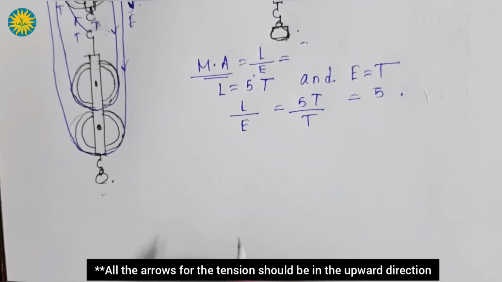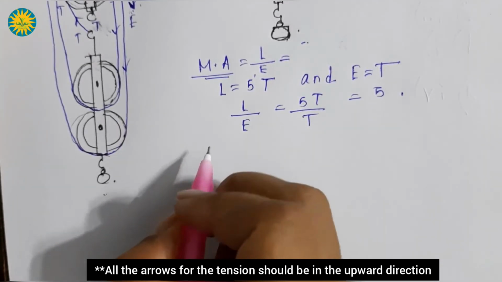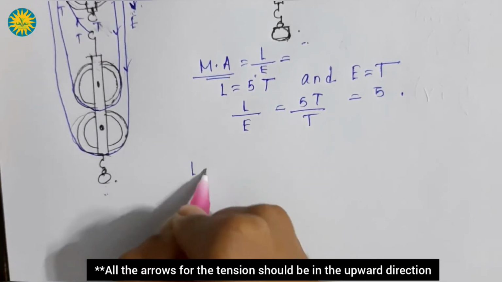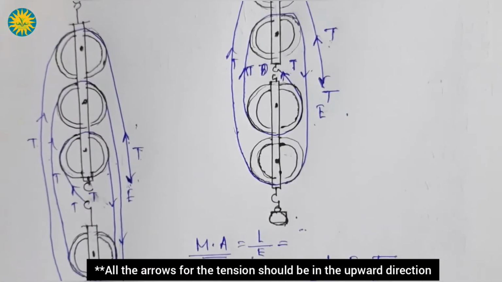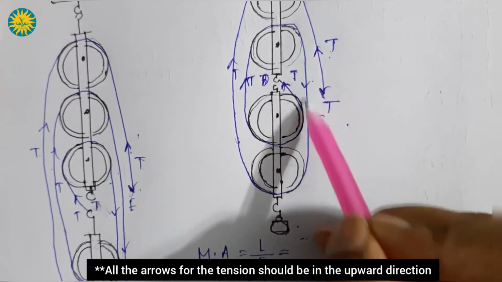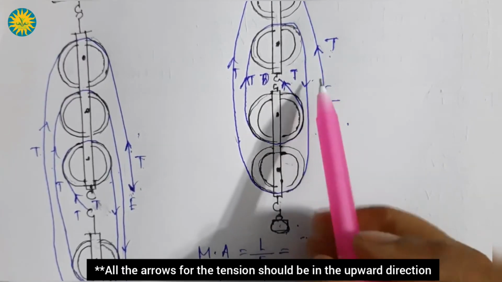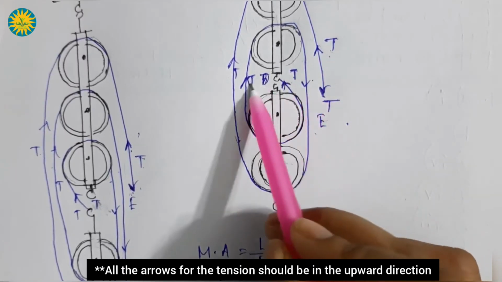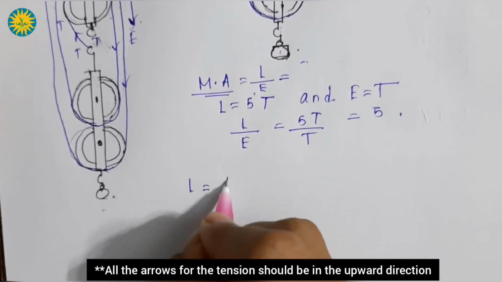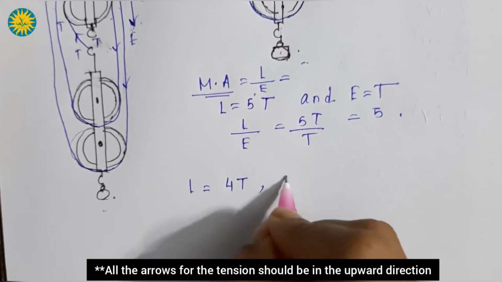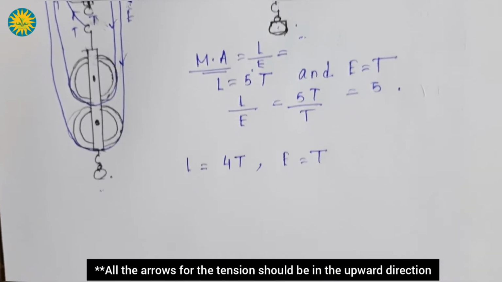Now for 4 pulleys, you have, see, this is your load and how many strings are there? 1, 2, 3, 4. So load is 4T and effort is equal to T.